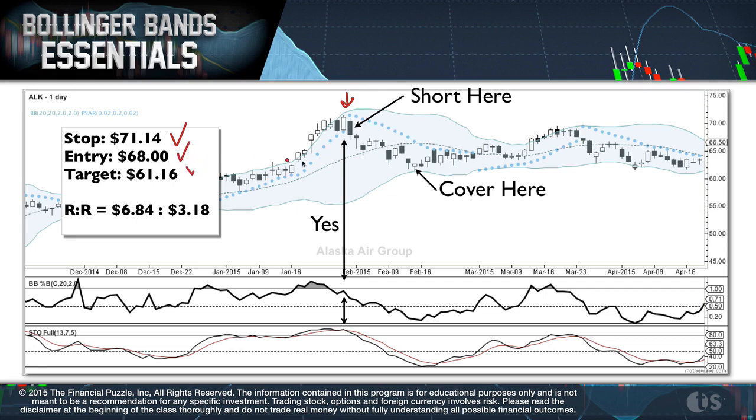Our target, 61.16. Now, this target, when we got into the trade, would have actually been lower, but of course, those bands are coming closer and closer. So when we finally got there, it was 61.16. And so had you done this trade with those entry and target and stop setups there, our risk reward would be $6.84 to a $3.18 risk. That's a little bit better than a 2-to-1 risk reward.